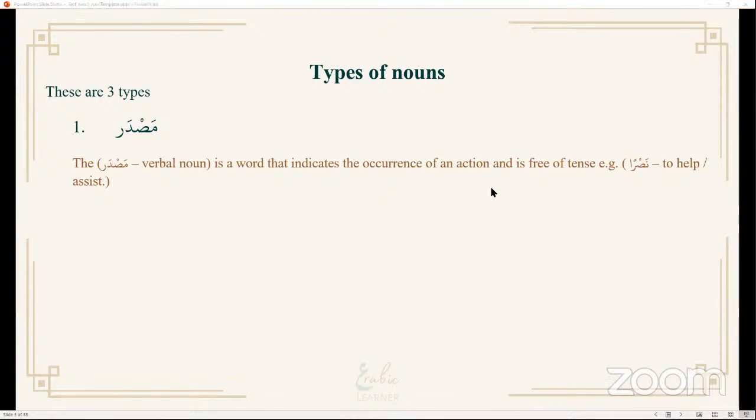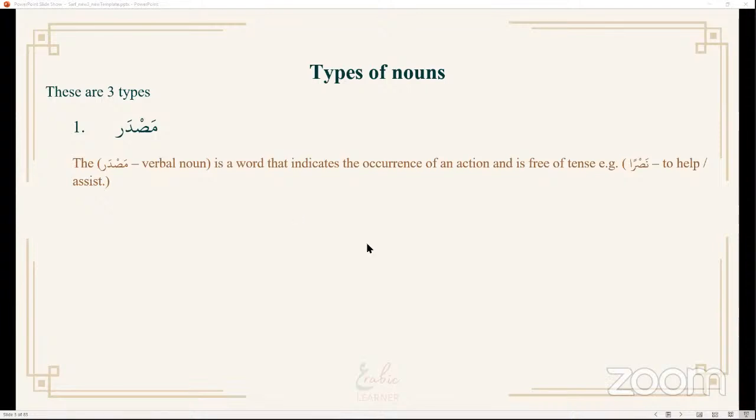Whether it is madi or mudari, it doesn't show tense. For example, nasran or nusratan, fathan, darban. All these are not indicating the action, and they are not indicating the tense. So this is an ism.